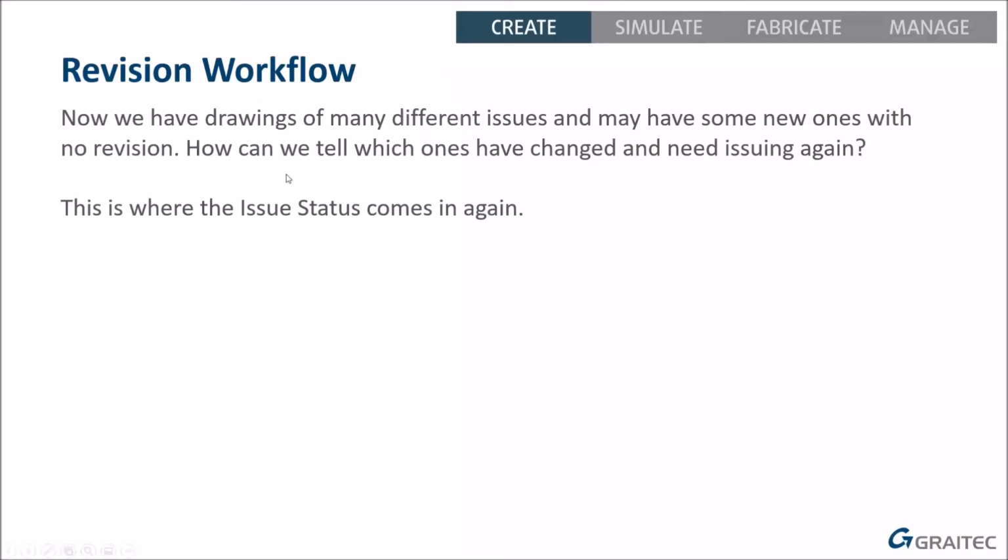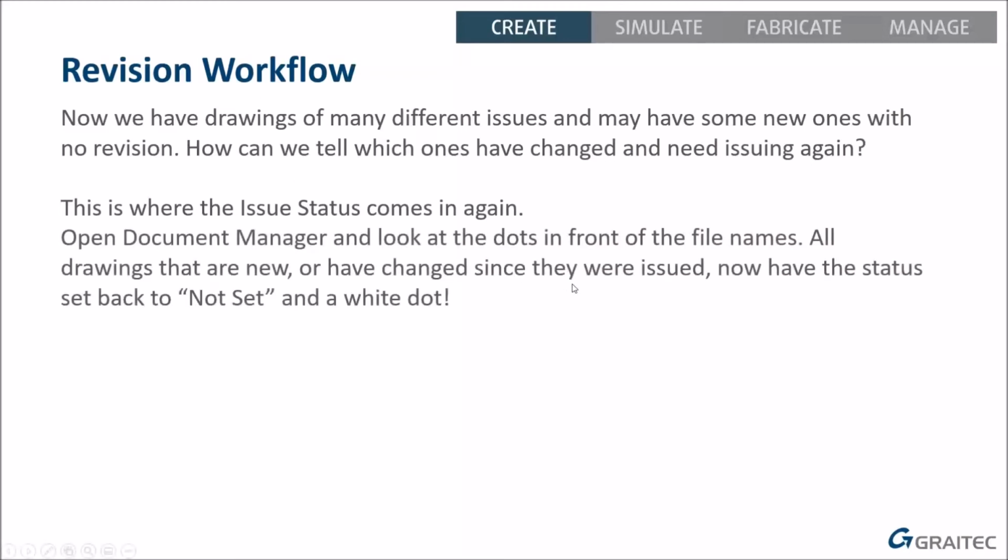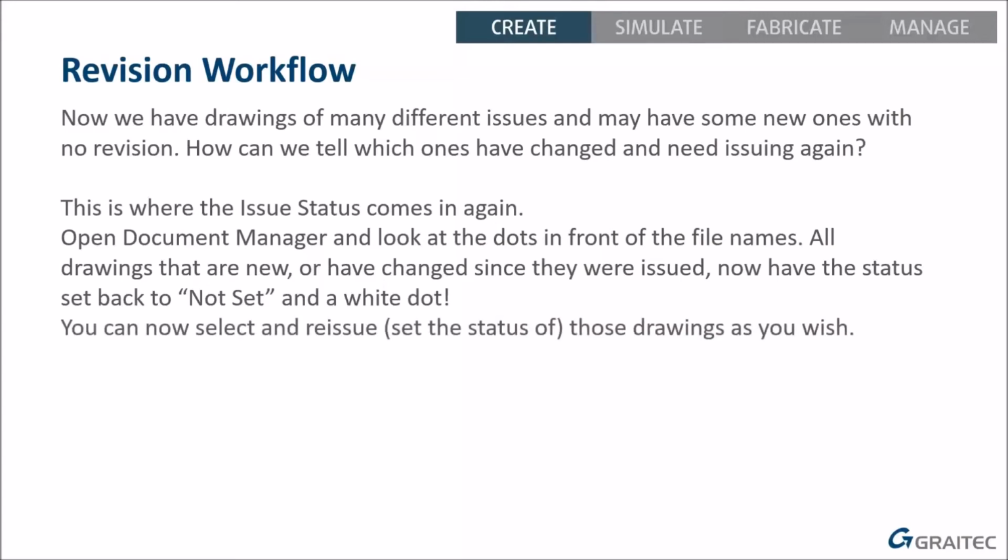But if you've done the issue status at the start, then when you look in Document Manager at the dots in front of the file names, you'll see they've all gone white again for all the drawings that have changed. All the drawings that were not affected still have that colored dot as you left it. But any that are now brand new, or any that have been changed since they were issued, that dot goes back to a white dot, and the issue status goes back to say not set. So it's easy to spot the ones that need to be reissued or resent today. You can simply select those ones with the white dot and issue them again.